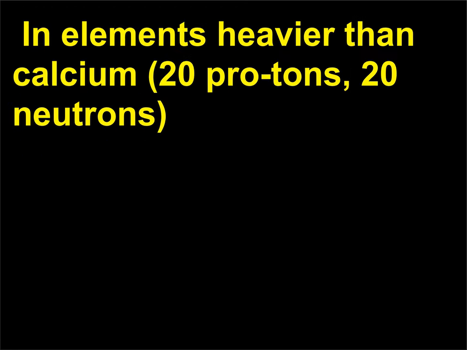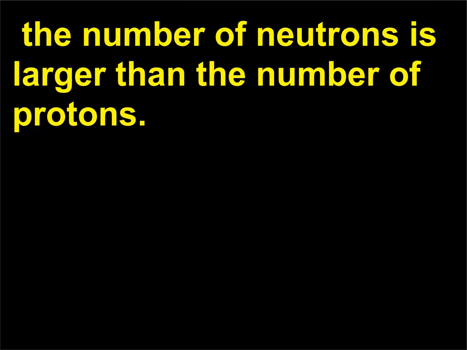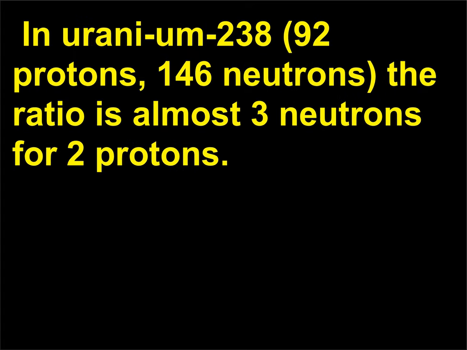In elements heavier than calcium, 20 protons, 20 neutrons, the number of neutrons is larger than the number of protons. In uranium-238, 92 protons, 146 neutrons, the ratio is almost 3 neutrons for 2 protons.